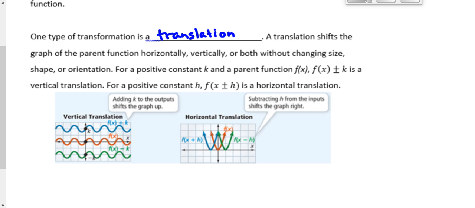For a positive constant k and a parent function f of x, f of x plus or minus k is a vertical translation. For a positive constant h, f of x plus h is a horizontal translation. In other words, k is outside of the initial function, meaning it changes the entire function by moving it up or down, and the horizontal change will be inside the function. It's a change on x rather than f of x, which is our y value.